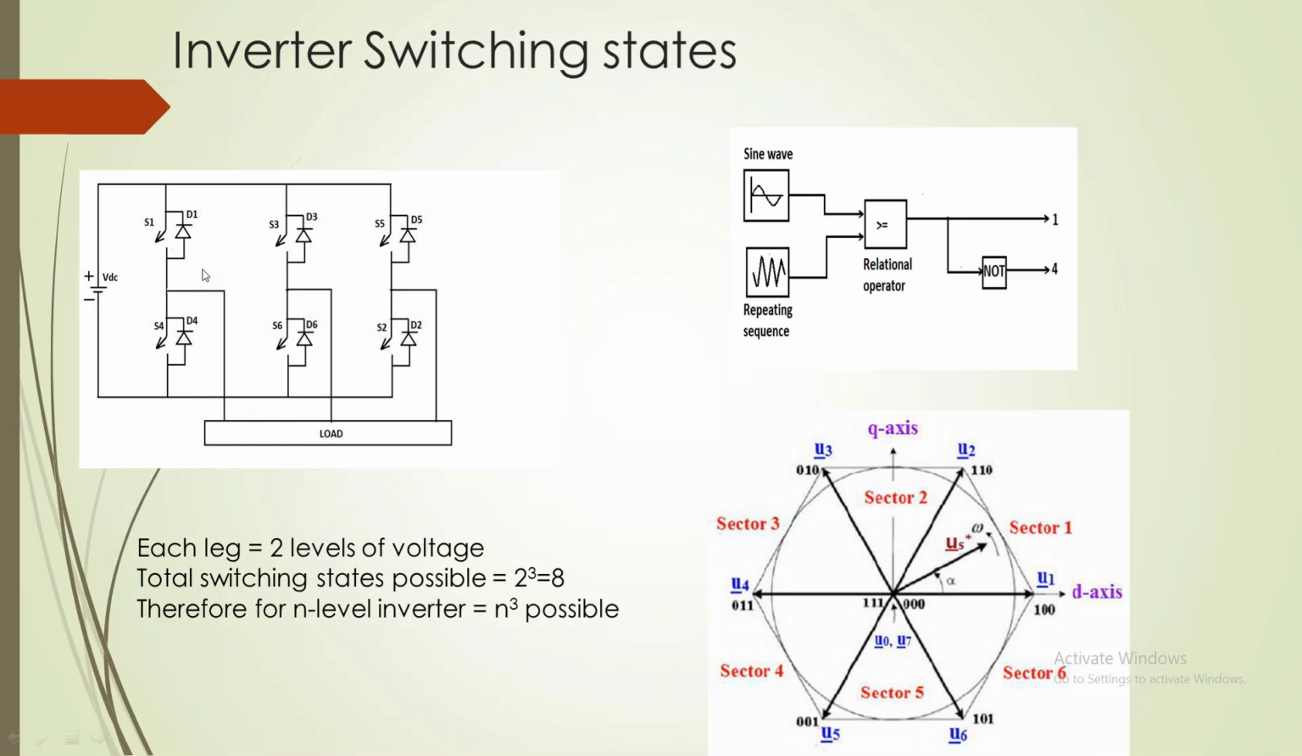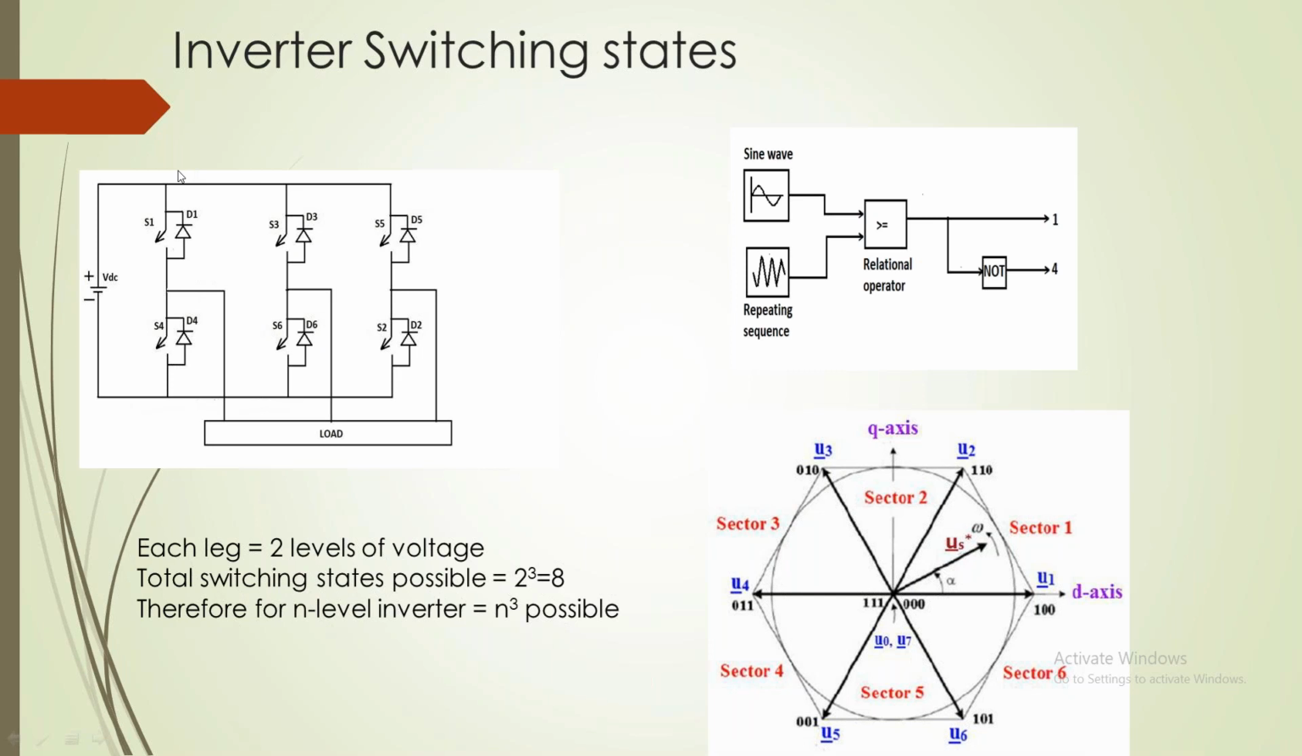Before going to the alternatives, let's diagnose further, because unless we have solid fundamentals of how the two-level inverter is analyzed, we will not have clarity on multi-level. Each leg, as we already discussed, has two levels of output voltage. As I've told you, the different voltages possible in a single leg decide the level of the inverter. If I close the top switch, I get VAO equal to plus VDC by 2. If I close the bottom switch, I get minus VDC by 2. So only two levels of voltage are possible. That's why it is called two-level.